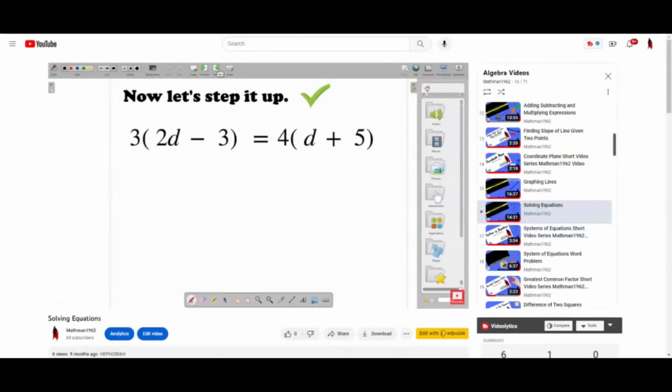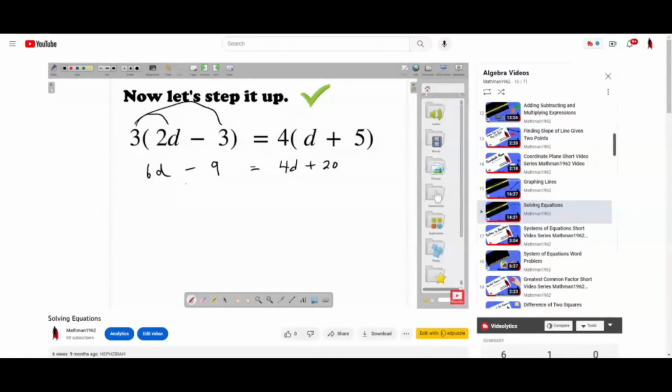All right, let's see, what are we going to do here? We have parentheses, so we know that we don't like to keep parentheses. We need to get rid of them. So I'm going to use distributive property and distribute the 3 over the 2d and over the 3. This gives me 6d minus 9. Over here I'm going to use distributive property. 4 times d is 4d, and 4 times 5 is 20.